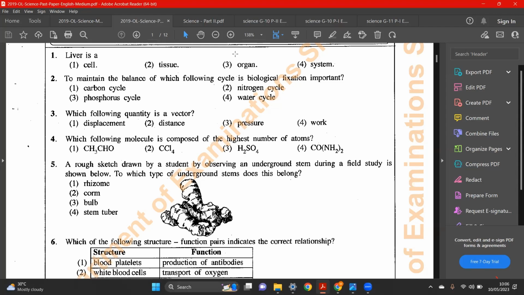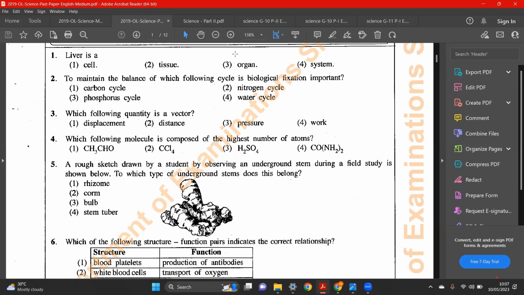Then, when we look into the next question, to maintain the balance of which following cycle is biological fixation important? Now, when we talk about the environment, we have multiple different cycles working together. You have the water cycle, the carbon cycle, the nitrogen cycle. You have so many different cycles that work together in order to help maintain life, whether it's the life of humans, animals, plants, whatever the case. All right, so each cycle works in a different manner.